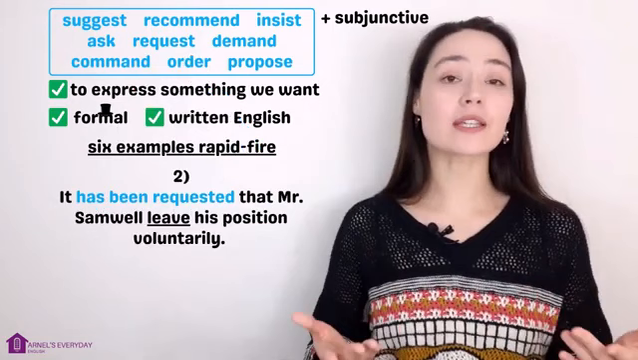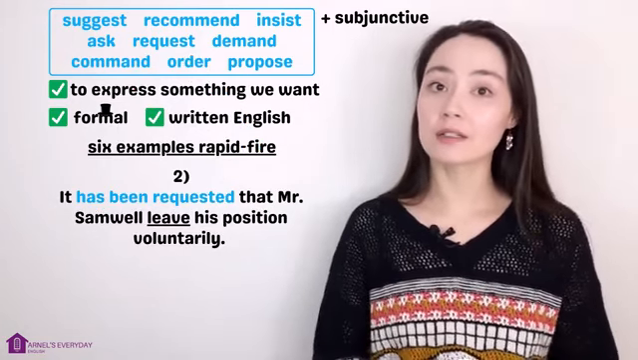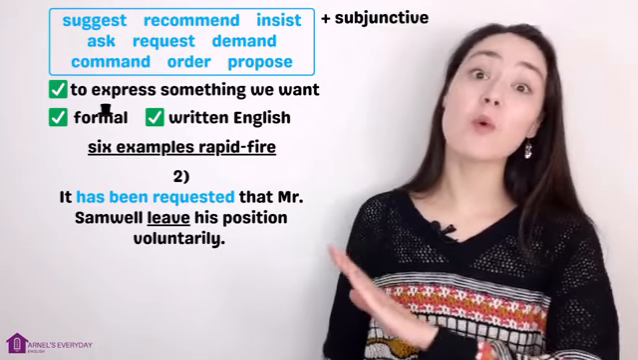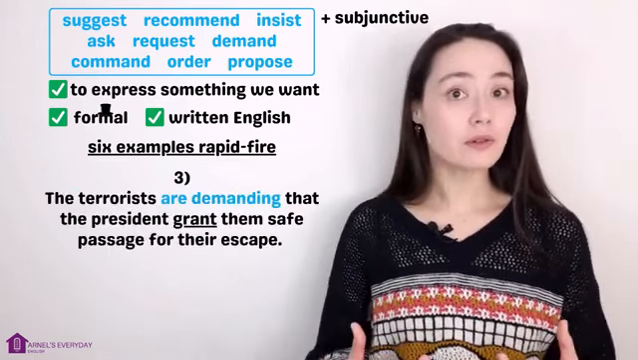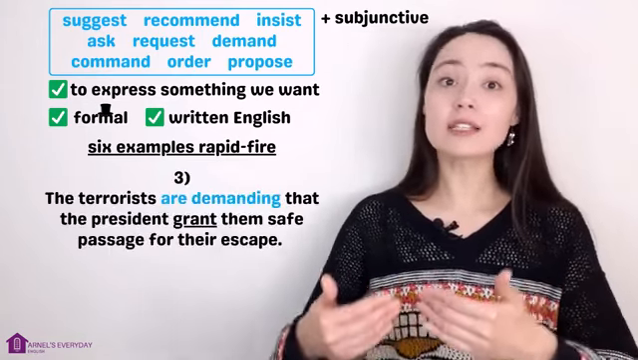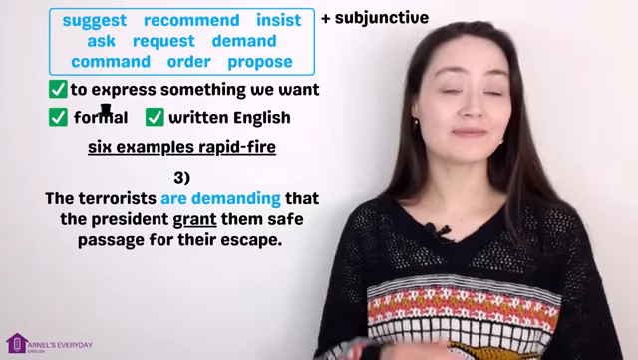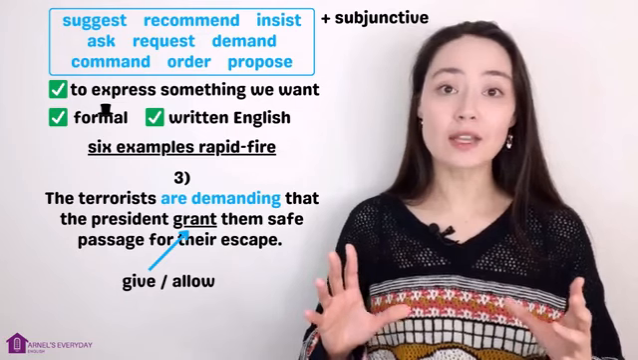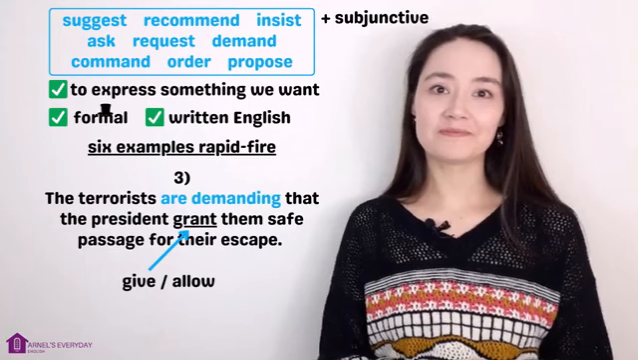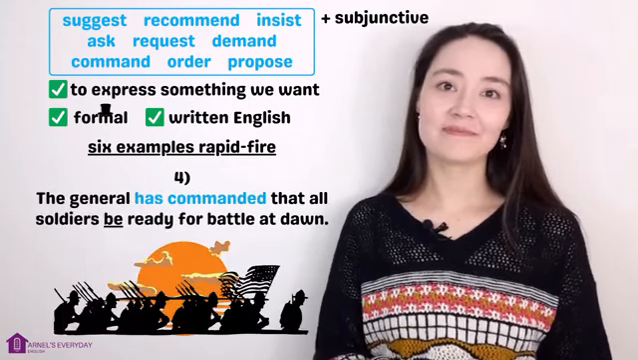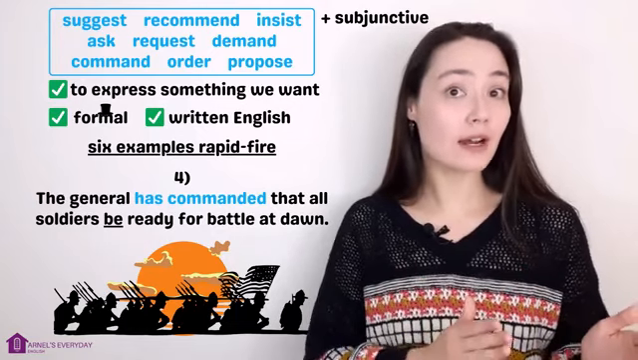It has been requested that Mr. Samuel leave his position voluntarily. In other words, the company wants him to quit. The terrorists are demanding that the president grant them safe passage for their escape. Grant is a formal way to say give. Give. Okay, here you go. The general has commanded that all soldiers be ready for battle at dawn.